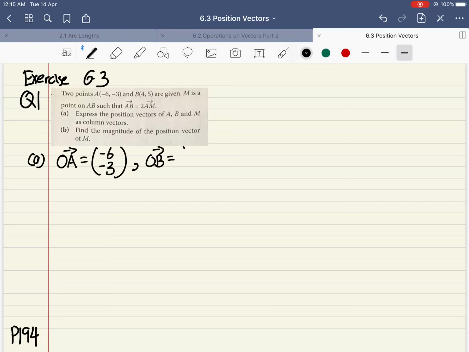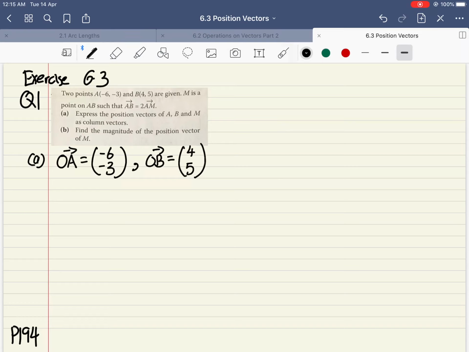Similarly, what we have is OB. The coordinates of B are 4, 5. Hence the position vector OB is 4 and 5. Now I am trying to find the position vector of M, such that AB equals 2AM.